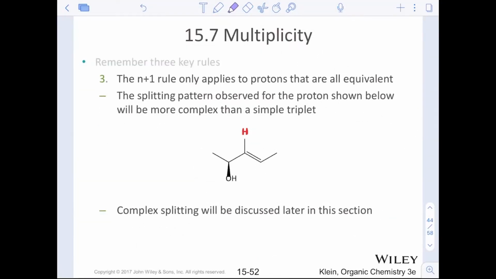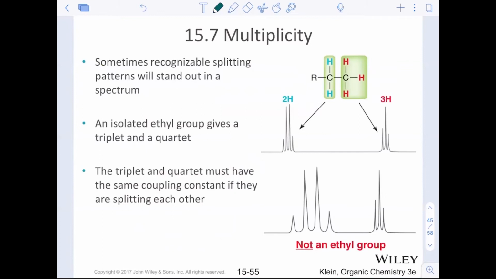So the n+1 rule only applies to protons that are all equivalent, all right? So splitting patterns are observed for the protons that are shown below and can be more complex. So things like this proton right here has a proton here and it has a proton here. These two protons that I've drawn in that bluey green color are not chemically equivalent. We will not be discussing these protons and how they affect the red proton there because it's way too complex. We're just not going to deal with it. What we will deal with is chemically equivalent neighbors.